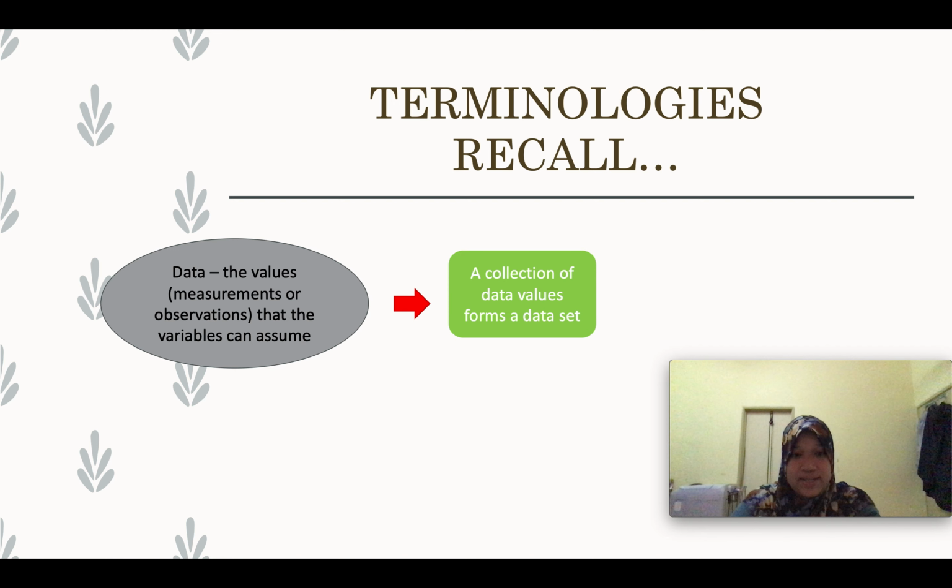Now, what is data? Data is the value, measurement or observation that a variable can assume, or a collection of data values from a data set. Let's say I'm interested to study the CGPA value of the UiTM police students. When I collect the CGPA values, we call that data. When I have a list of CGPA values of UiTM police students, that we call a data set.